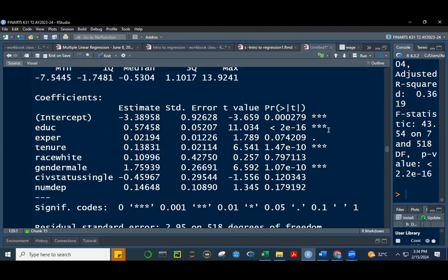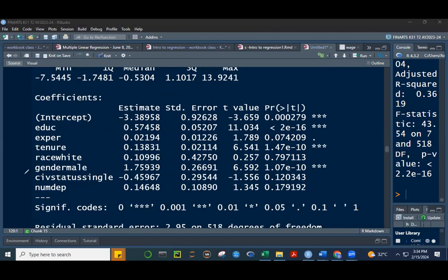Okay, now, class, let's see how this is interpreted. Let's start with the gender male. Significant, 3 stars, significant at 0.1, and it says 1.75. Now, what is the reference variable for gender, class? Kindly chat, please. What is the reference variable for gender? Okay, female, all right? Female, class.